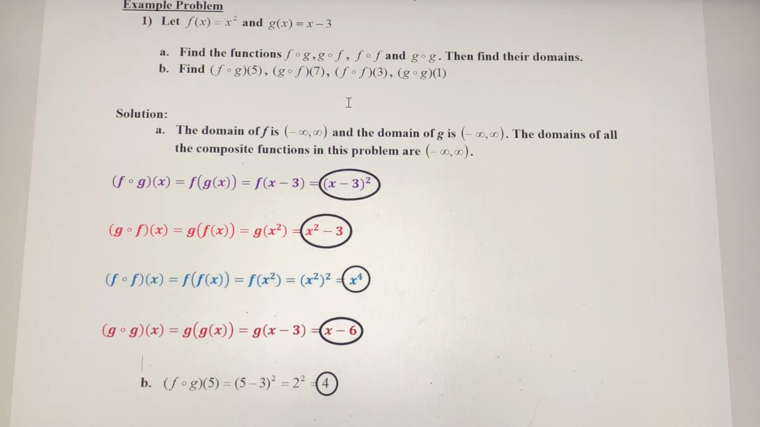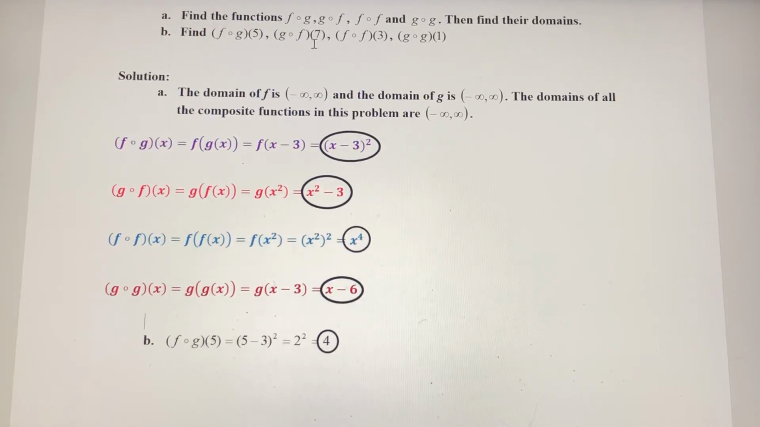Let's evaluate g of f of 7. I'm going to take this composite function and replace x with that value 7. This is f of f, excuse me. Let's go on down to this one. F of f, I'm going to replace x here with 3. So I've got 3 to the 4th power, which is 81. That was f of f, excuse me. Now let's do g of f. I'm going to replace x here with 7. That gives me 7 squared minus 3. Order of operations, 49 minus 3, which gives me 46.